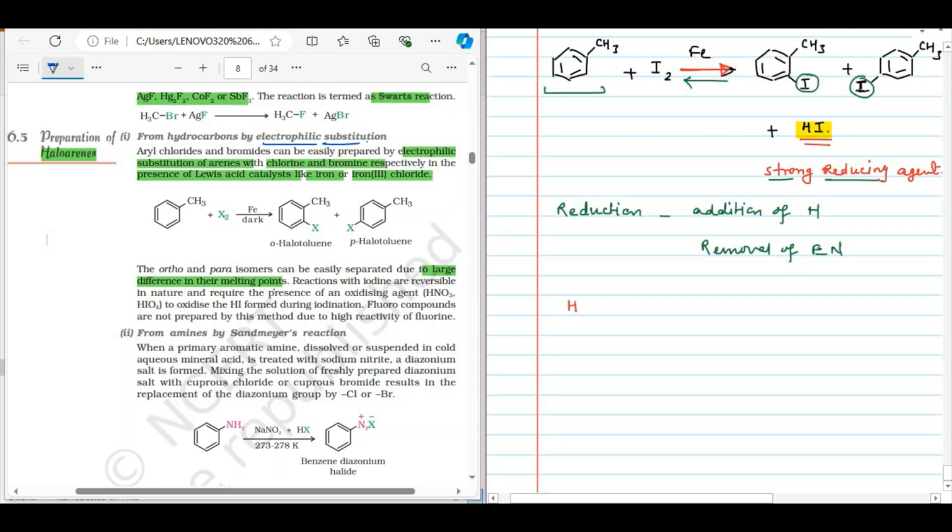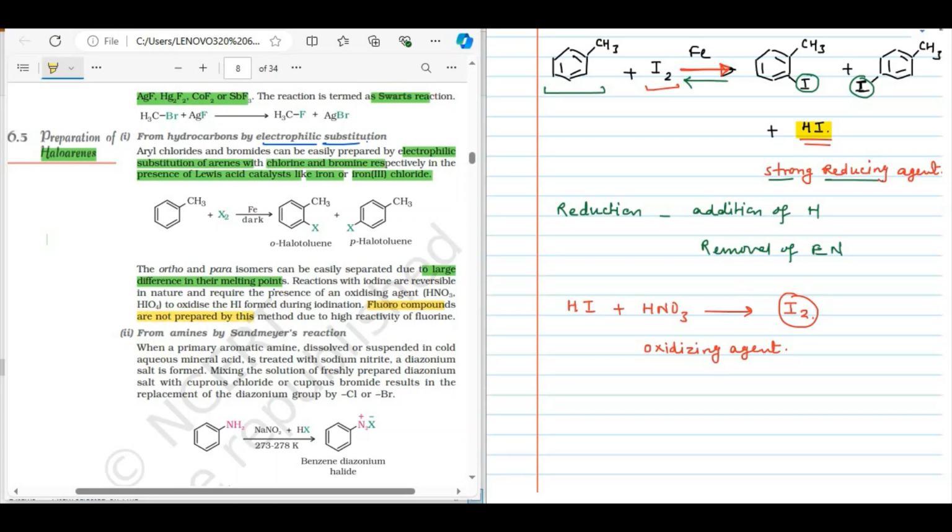HI can be destroyed when it reacts with HNO3, which is a strong oxidizing agent. So when it reacts with HNO3, it oxidizes HI. When it oxidizes HI, I2 is formed. So this I2 is the reactant, which again takes part in the reaction and favors the forward reaction. That's how addition of HNO3 or HIO4 favors the forward reaction, while the formation of HI is responsible for the reversal of the reaction.